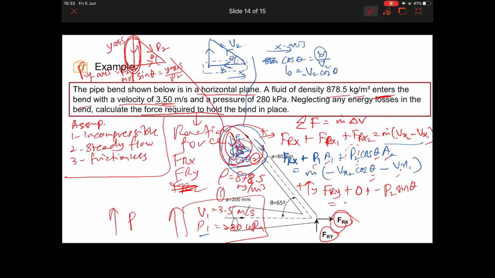equal to m dot V2. Same thing, we have V2. This one, right? So V2 is positive. So V2 sine theta as well. How about at this position? No, we don't have V2. How about at point 1? We don't have V1 in the y direction. So it becomes 0.